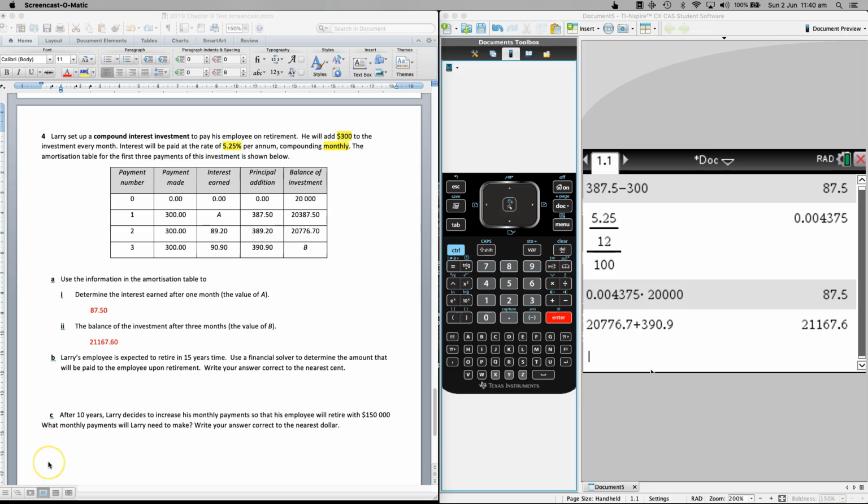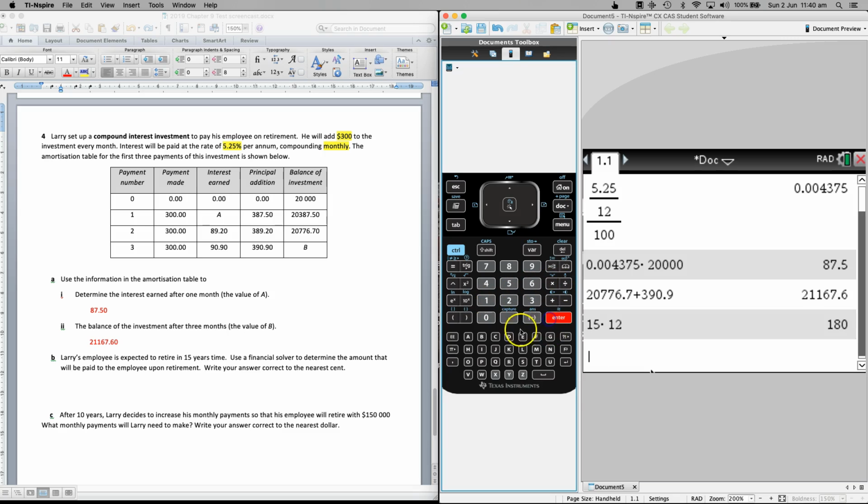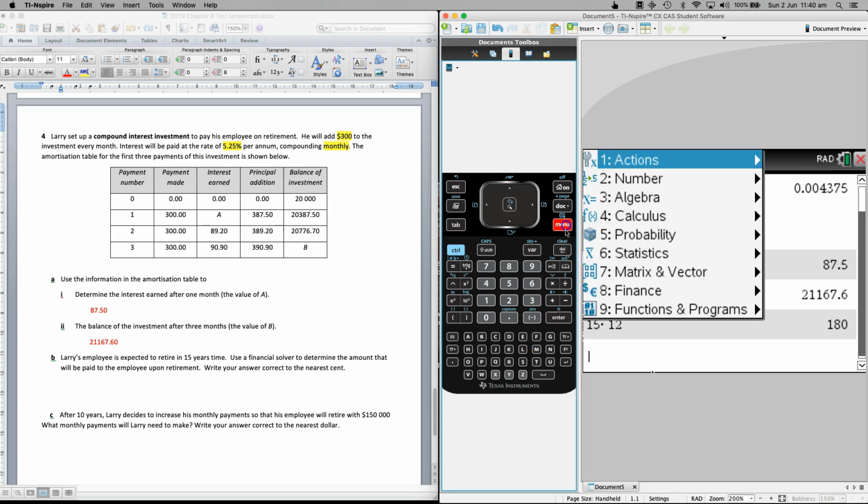Okay, so Larry's employee is expected to retire in 15 years, and we're going to use the finance solver to determine the amount that will be paid upon retirement. So we're just looking for our FV value given everything we've already been told. Now let's work out first 15 years how many months that will be. So we'll have 15 times 12. Okay, so we're looking at 180 months.